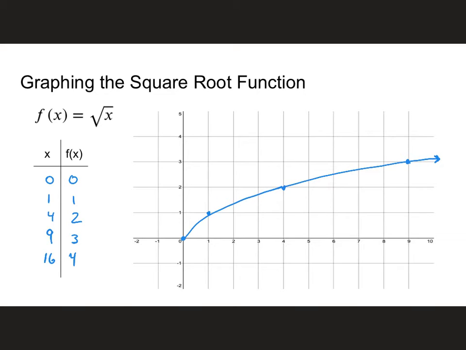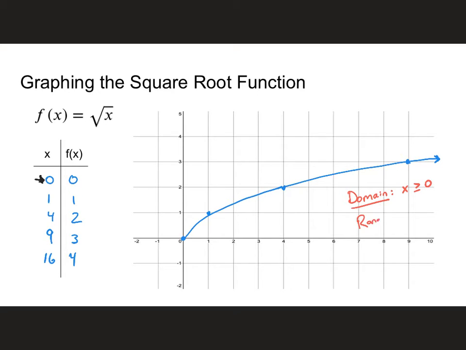Now, some important characteristics of this graph. For example, the domain. Remember, that's the collection of all the x values that work in this equation. So our domain, if we think about our domain, we can't take the square root of negative values. So no x values can be negative. The smallest x value was over here. It was 0. So that is actually the lower portion of the domain. So the domain, x is greater than or equal to 0.